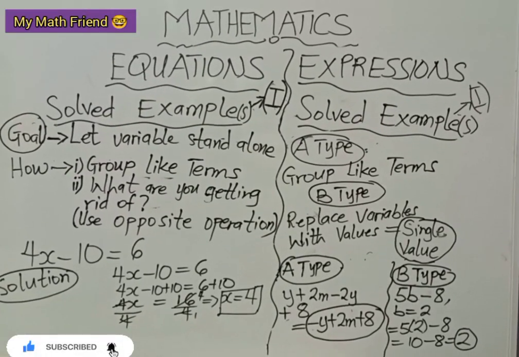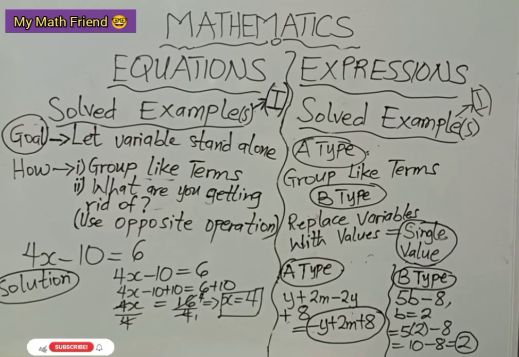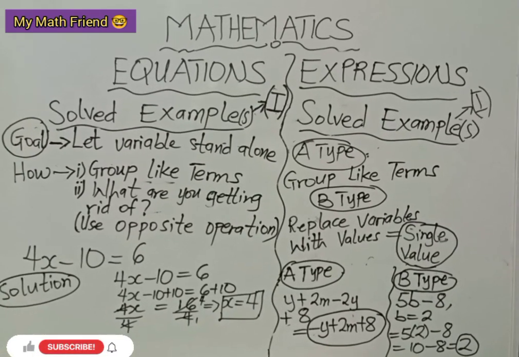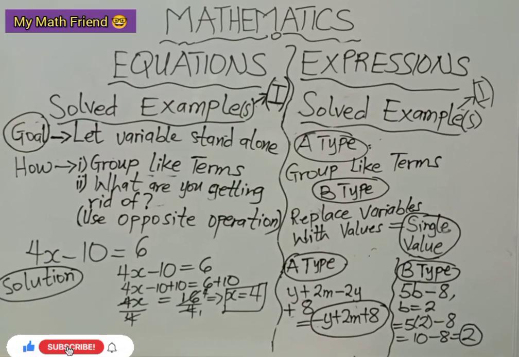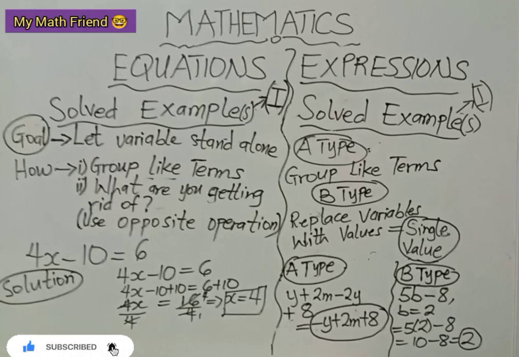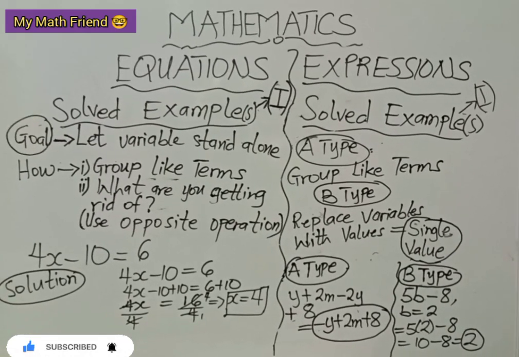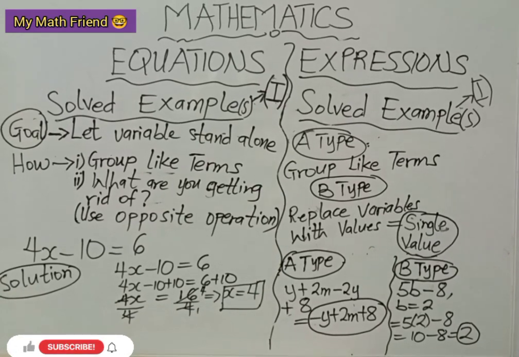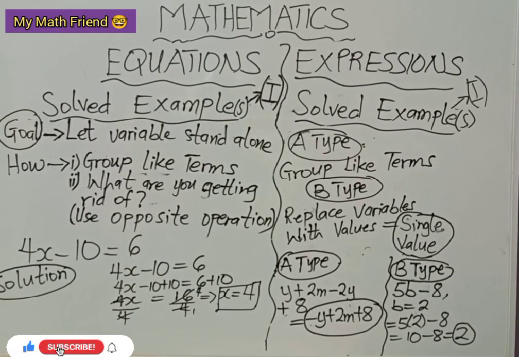Now, you see that the x is still not standing alone. There is a number or value which is called the coefficient of the term. That is 4. We need to get rid of it. Now, since this is attached to it, you don't use the opposite operation. Since it's attached, you divide it. Remember, what you do to the left, you do the same to the right.